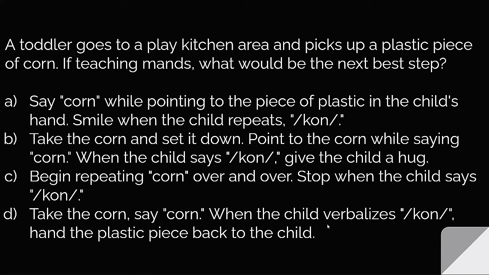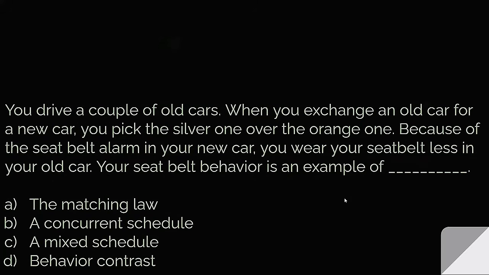You take the corn, say corn. When the child verbalizes corn, you hand it back to the child. So they say it, they get it. Easy peasy. And we don't know, I don't see an MO necessarily in there. I don't know that they want it, but at least if they say it, I'm going to give it to them. And that was D. Moving on.